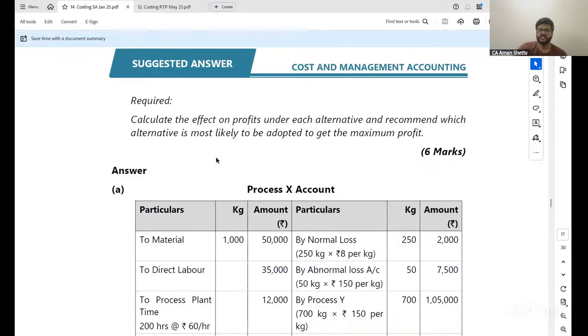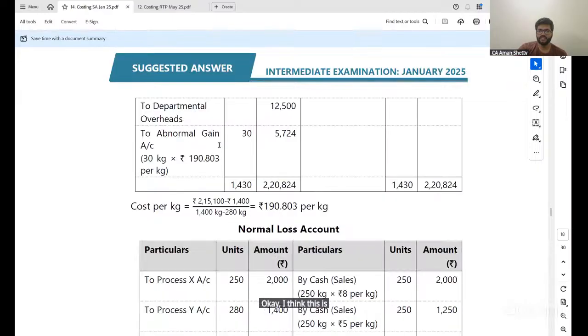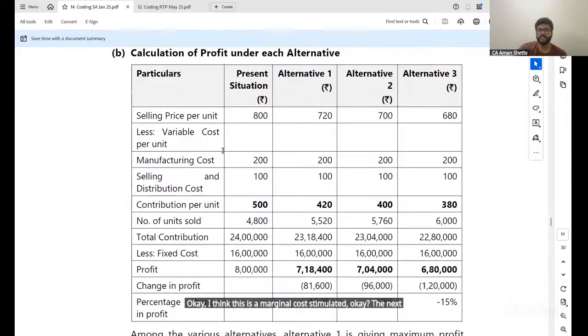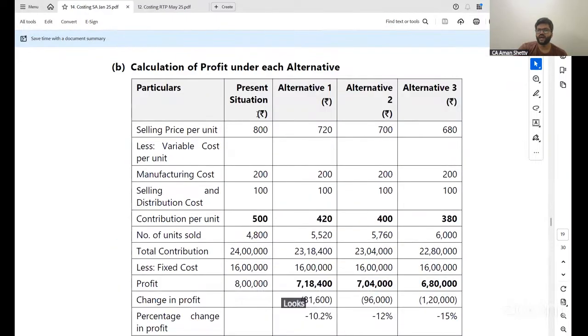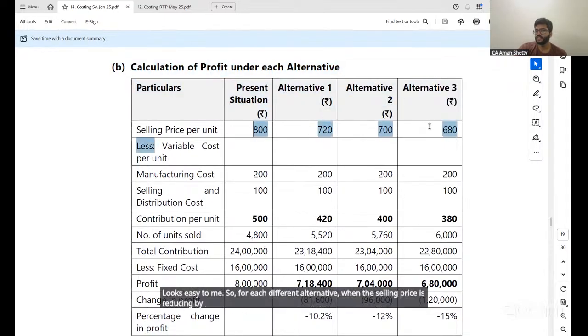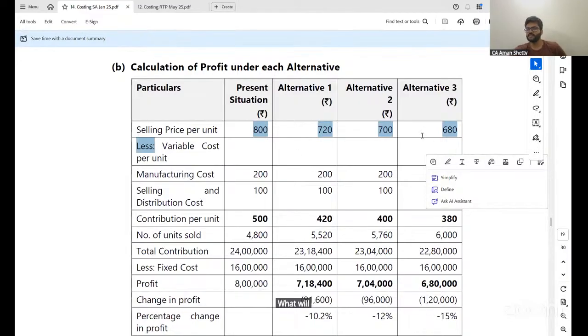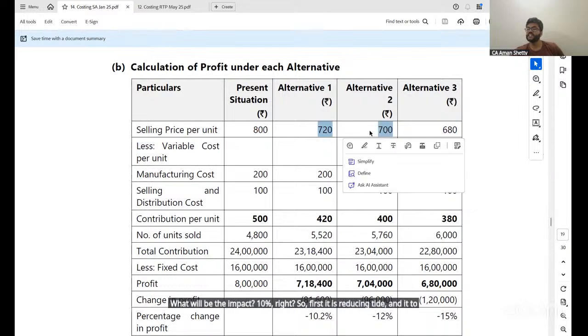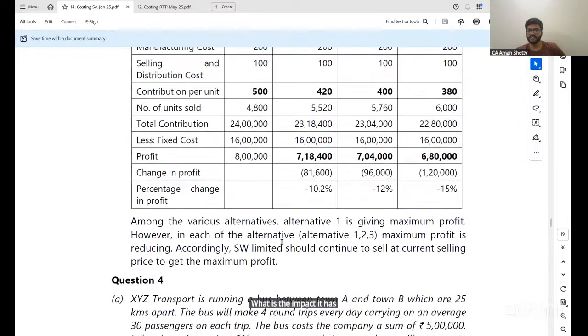I think this is marginal costing related. The next one looks easy to me. For each different alternative, when the selling price is reducing by 10% at each stage, what will be the impact? First it is reducing from 800 to 720, then it is reducing by 20 rupees at each stage. What is the impact it has? They're asking which is the best combination you need to choose.